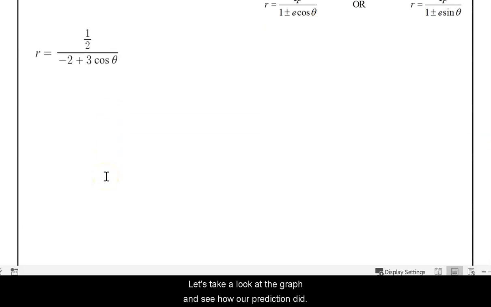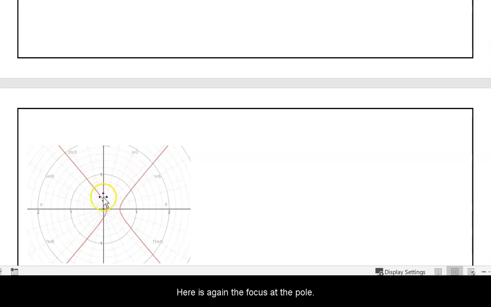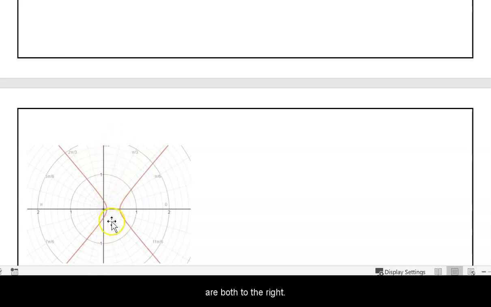Let's take a look at the graph and see how our prediction did. Here is again the focus at the pole. And you can see that the directrix line closest to it is to the right. In fact, because it's a hyperbola, the directrix lines are both to the right. Let's take a look at another example.